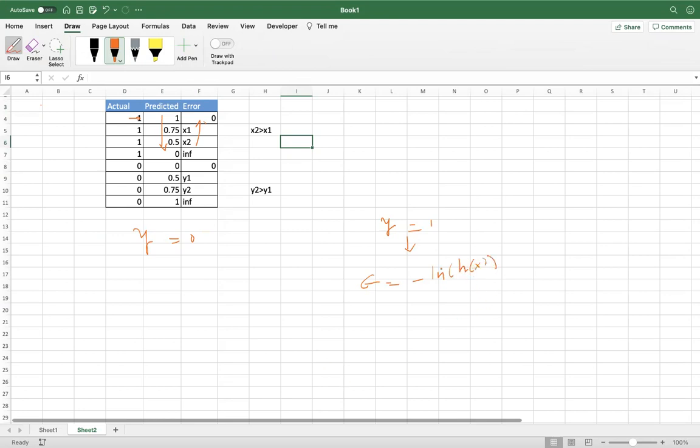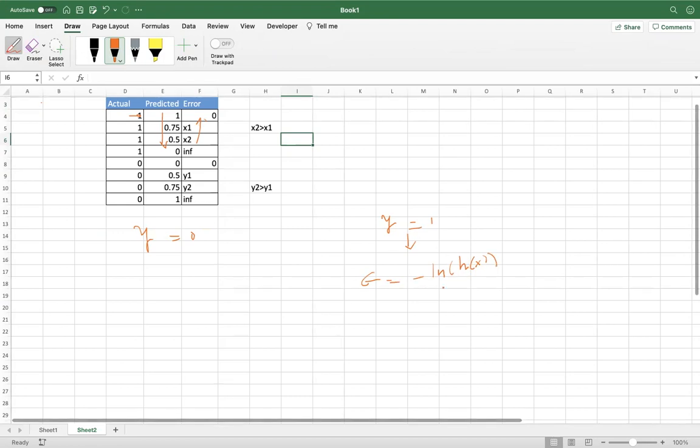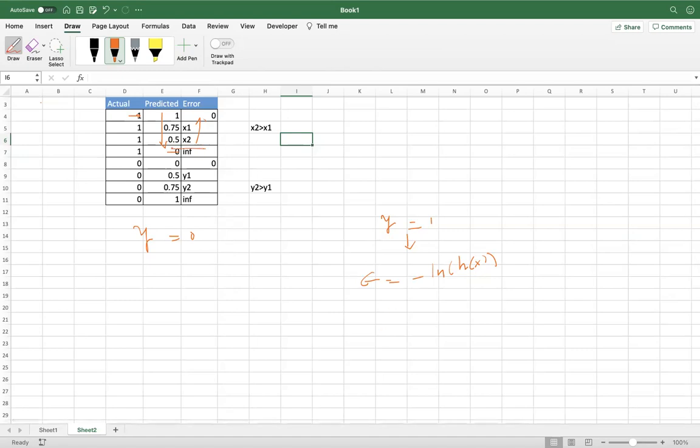So if h of x is equal to 1, log 1 is equal to 0. This negative sign doesn't make any difference because negative 0 is also 0, right? So when prediction is equal to 1, actual is also equal to 1, so the error should be 0, right? And when predicted value is 0, it is log 0. Log 0 is infinite. It satisfies this, and also the values in between.